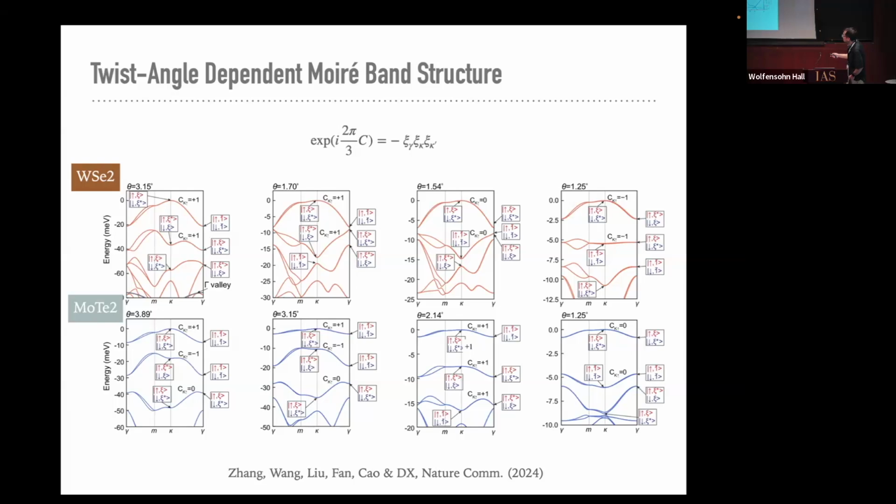Okay. Now, with that being said, let's actually look at the band structure. This is for WSe2. So this Chern number is 1. This is 1. Now you go to 1.7. It's 1, 1. You go to 1.54. It becomes 0, 0. And now if you keep going to the small angle 1.25, it becomes a -1 and a -1. So we see the flip of the sign of the Chern number.